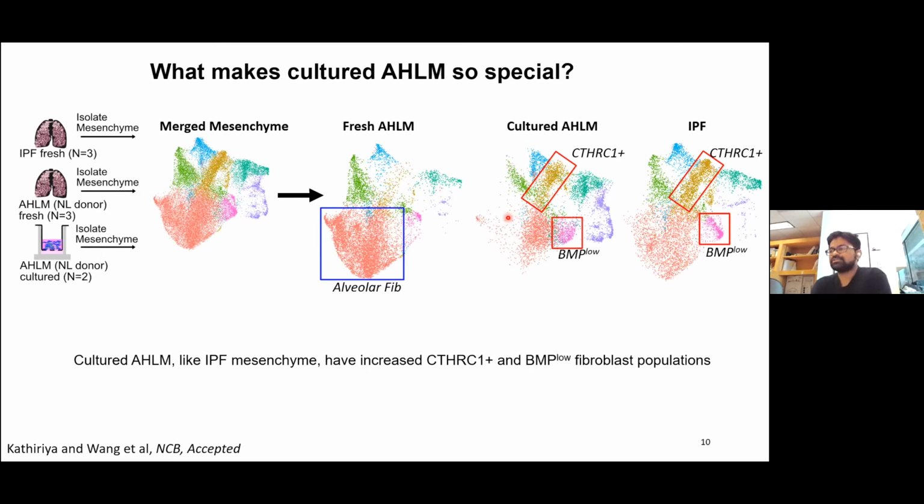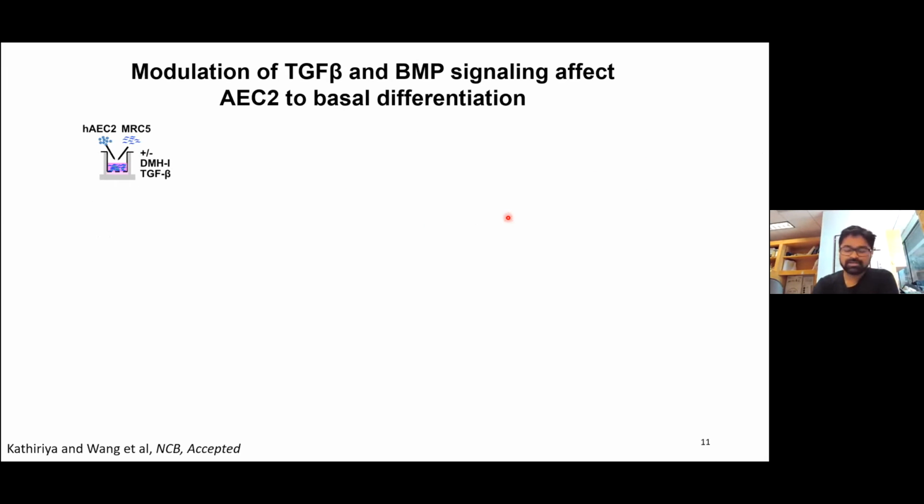So really, this cultured AHLM, at least by this single-cell RNA-seq and by looking at these couple clusters, had increased TGF-beta signaling via the CTHRC1 cluster and a low BMP signaling via this particular group of fibroblasts. So the next question was, if we increased TGF-beta signaling and inhibited BMP signaling, can we mimic this particular phenotype in vitro? That's exactly what we did.